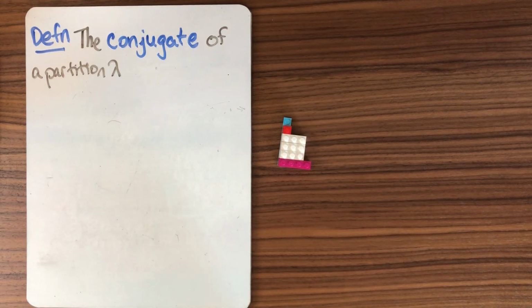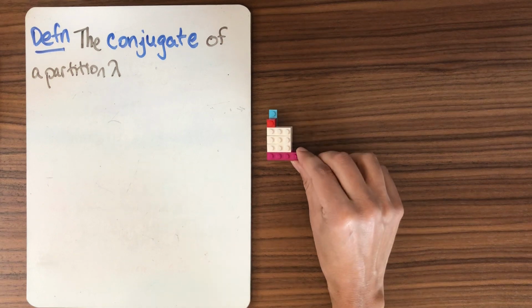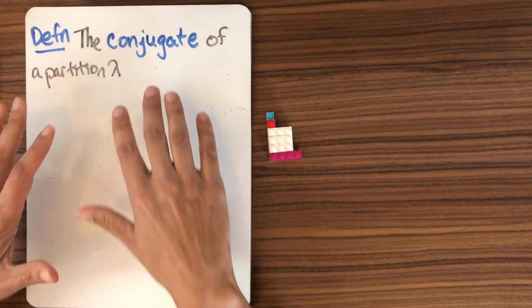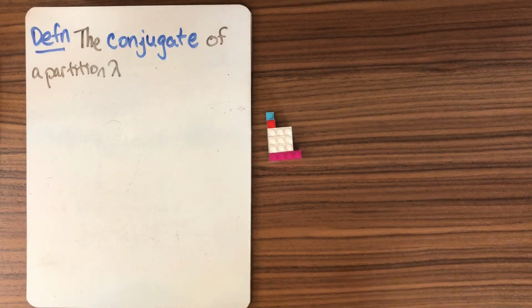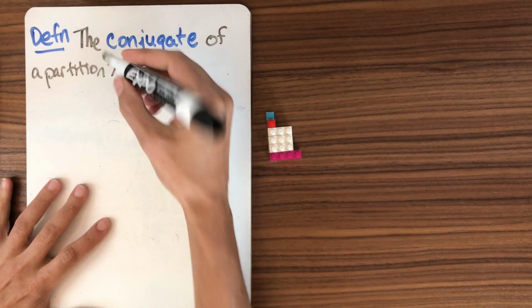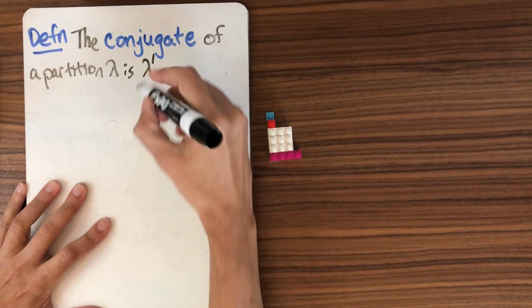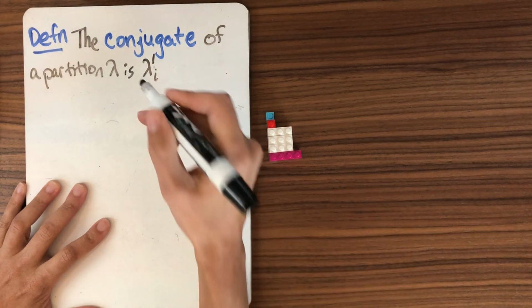So continuing our discussion of partitions, I want to make a strong case that you should think about partitions as diagrams, as represented here. One of the best ways to illustrate the point is to define the conjugate of a partition. It's going to be a new partition, usually denoted lambda prime.